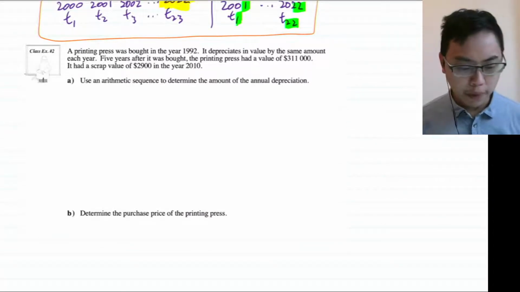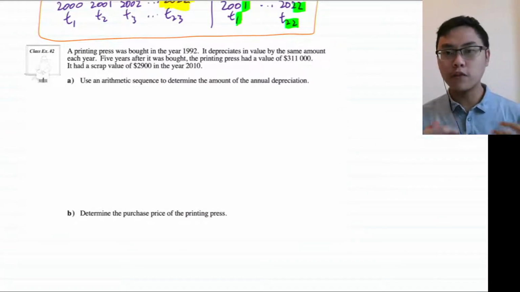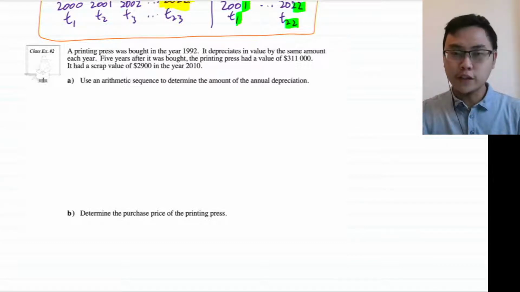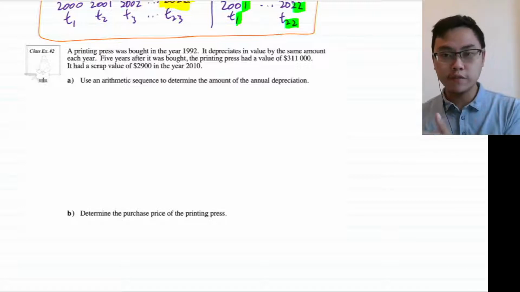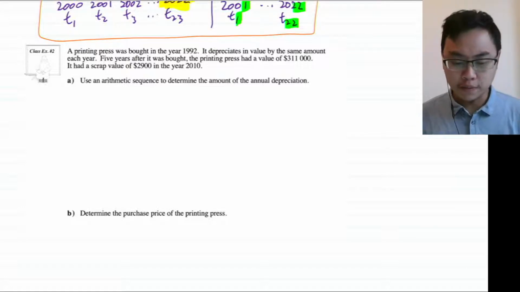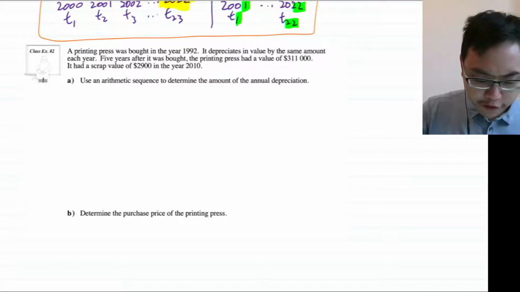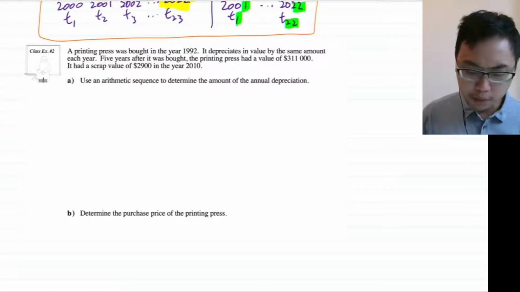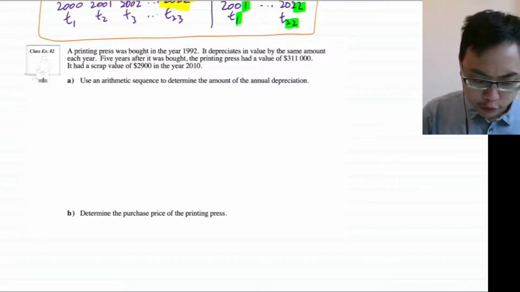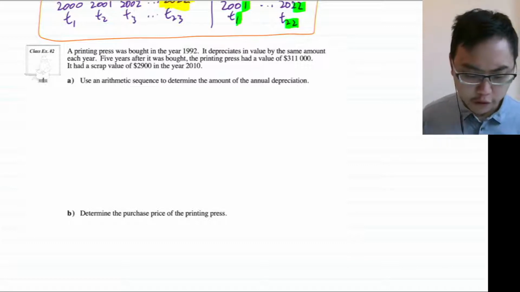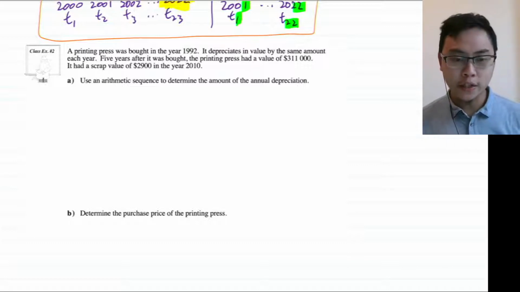The second one is about a printing press. Okay, so it starts off with a purchase value, and then every single year it's going to depreciate in value by the same fixed amount. Okay, so 5 years after it was bought, the printing press had a value of 311. And so if we have a look at it, it had a scrap value of $2,900 in the year 2010.